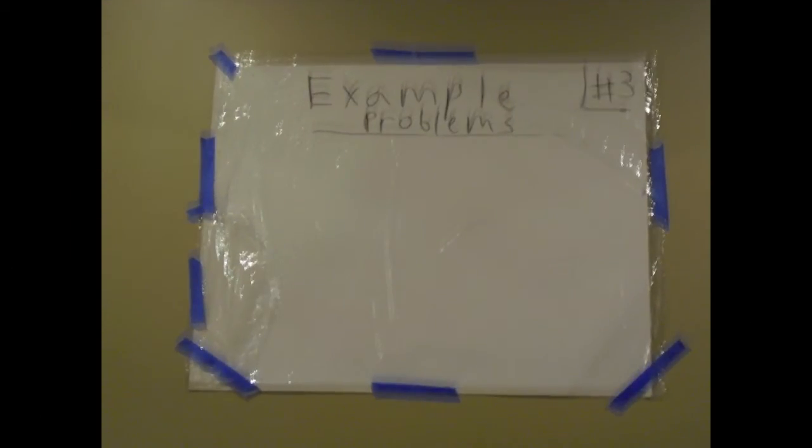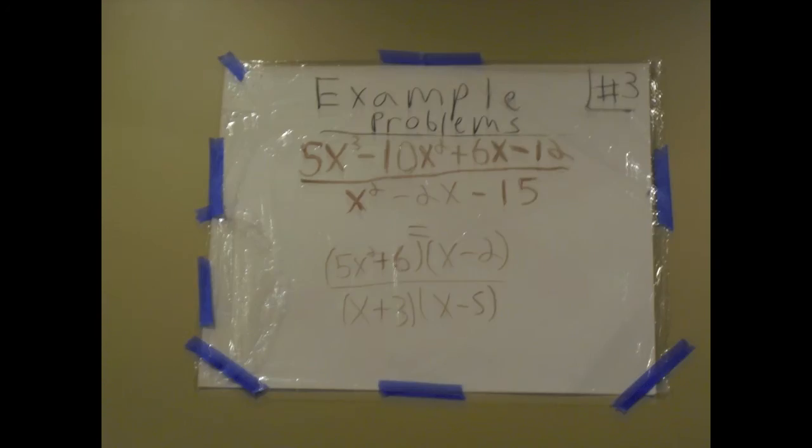Example number 3 has the same directions as number 2. Find if the function is continuous. If not, where does the discontinuity occur? The original function is (5x cubed minus 10x squared plus 6x minus 12) divided by (x squared minus 2x minus 15). The top can be factored by grouping, and the bottom can be factored using the quadratic formula. The function then comes out to be (5x squared plus 6)(x minus 2) divided by the product of (x plus 3)(x minus 5).